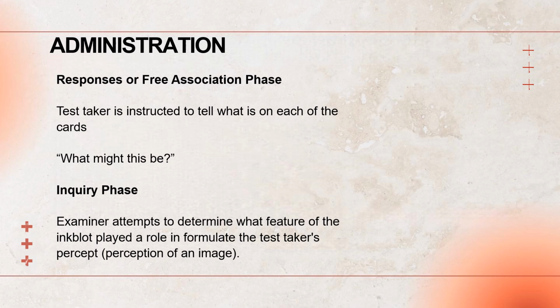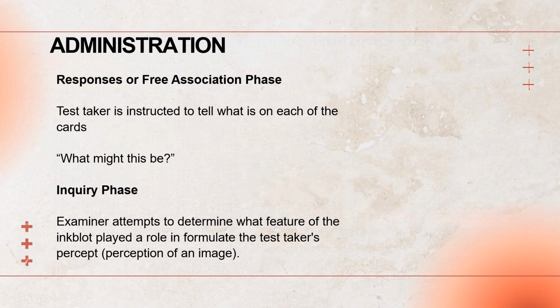Now let's come into the administration. Responses or free association phase. This is the first phase. The test taker is instructed to tell what is on each card. So this is when the card has been presented to the test taker, and you have to ask what this might be.